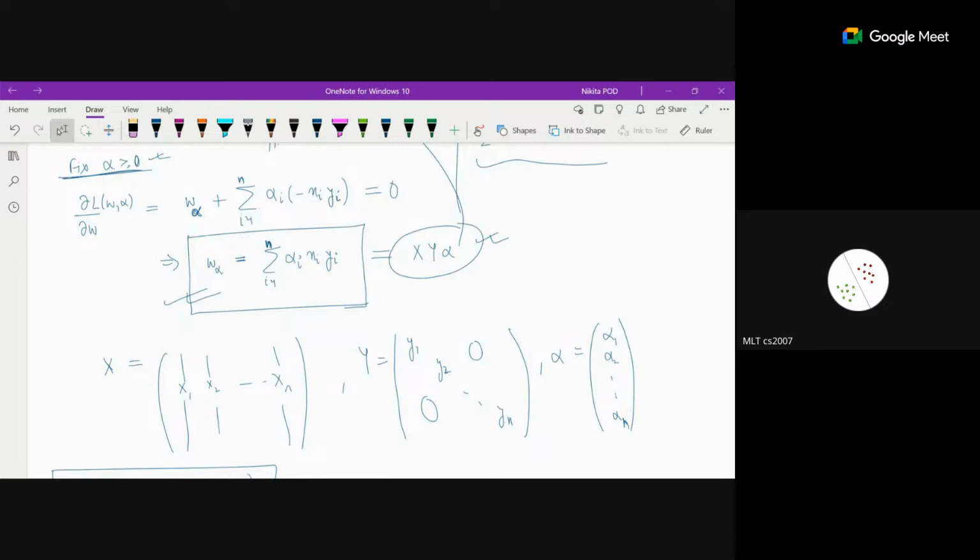Now, we stopped here, right? All we said is that my optimal W is a linear combination of data points. But now we have to find what those important points are. So to find that, how can we proceed with that question?